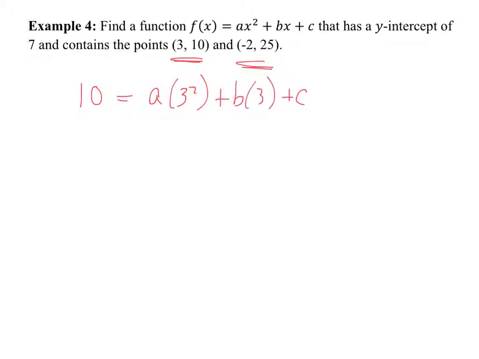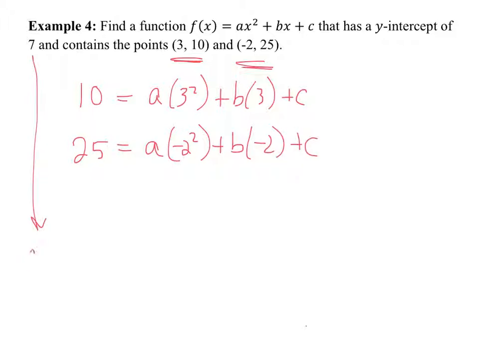Then I plug in 25. I have a times negative 2 squared plus b times negative 2 plus c. And then finally, this is really 0, 7. So I plug in 7 equals a times 0 squared plus b times 0 plus c.